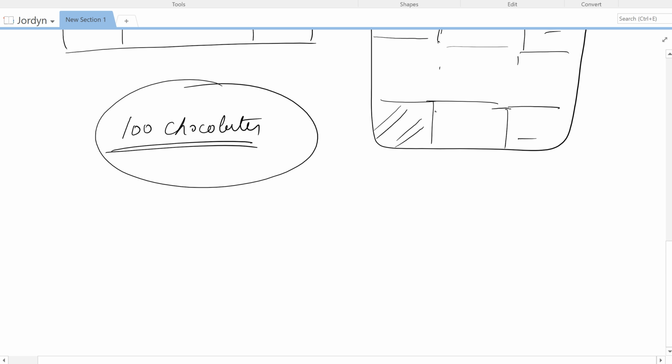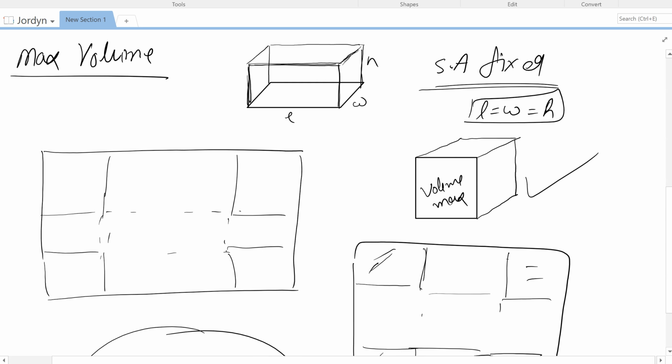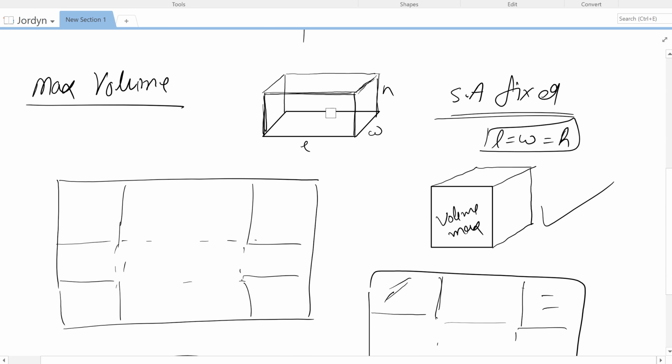cube, and we have to use the minimum material to build that. Minimizing, we want to minimize the material, that means surface area. So the cube is made of some surface, some material, and we want to minimize the material. So what kind of box is going to be that? Is it going to look like that or this one? That one? This one, right?